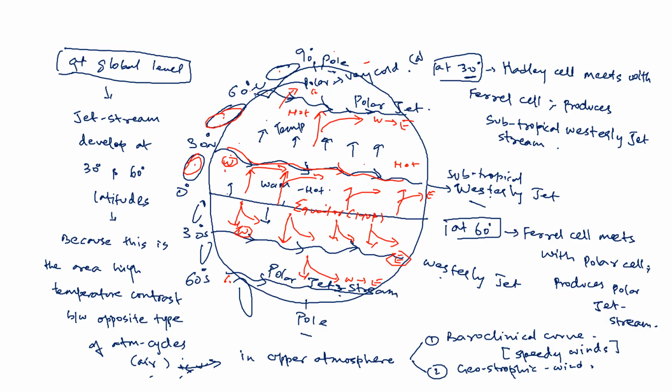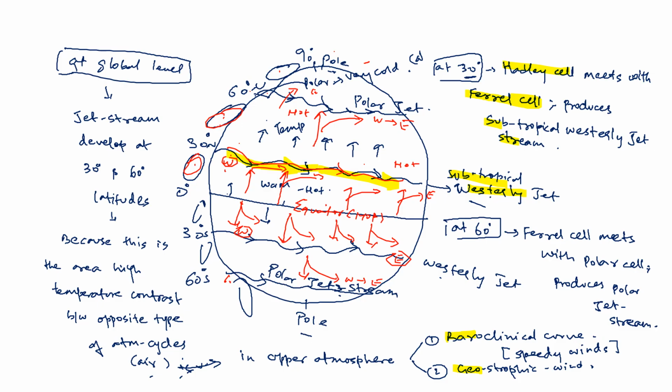One is the baroclinic curve and the other is geostrophic balance. So in short, why does the subtropical westerly jet stream develop? The answer is very simple: due to the interaction between the warmer Hadley cell and the relatively cooler Ferrel cell. Here not only is the pressure gradient difference high, but it is also maintaining a geostrophic balance, and they start flowing parallel to the isobar. So it moves from west to east, and it is called a subtropical westerly jet stream.